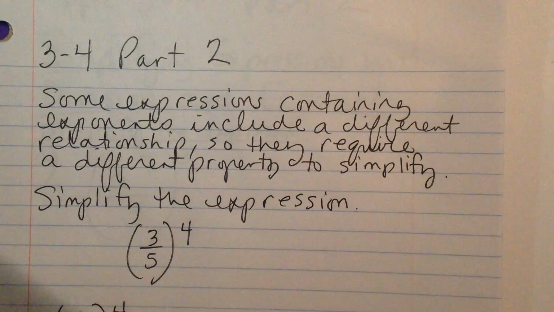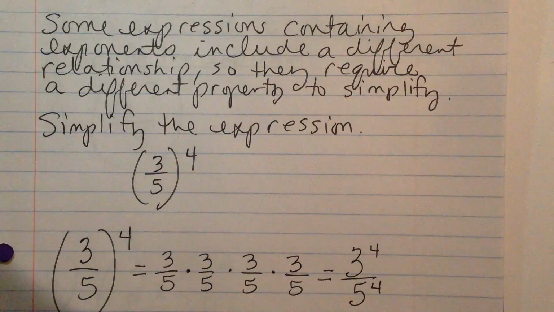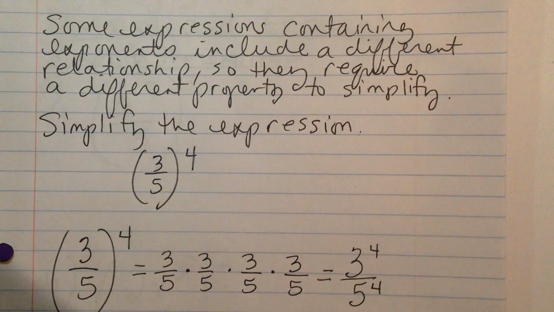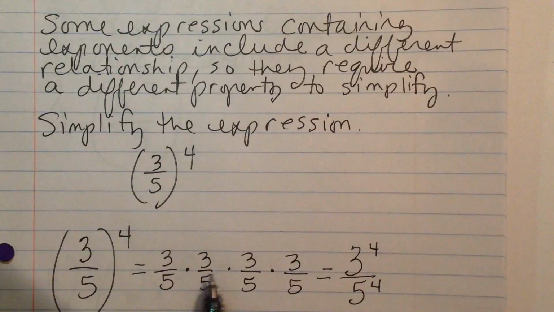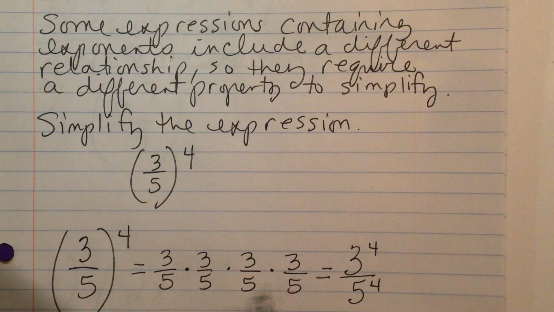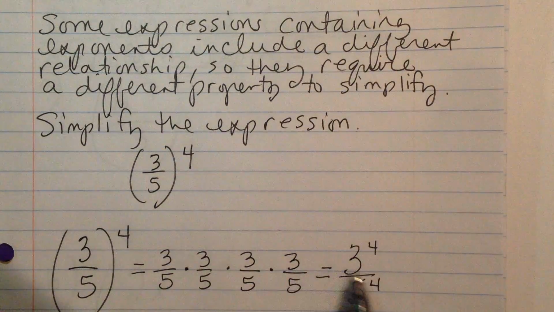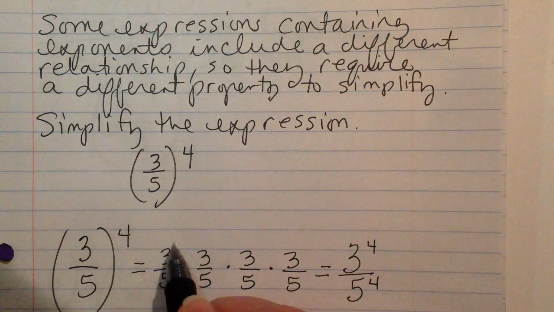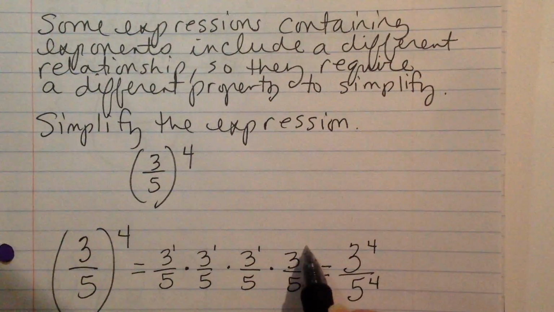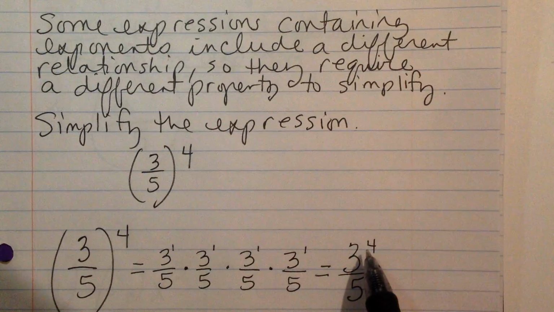Remember our rule. Anything raised to the fourth power says that we can write it down and multiply it times itself 4 times. 3/5 times 3/5 times 3/5 times 3/5. That's what happens when you raise anything to the fourth power. Write it down 4 times and multiply it. Well, if you multiply like bases, you add exponents. So that's how I got 4.